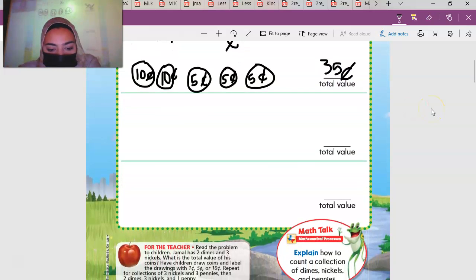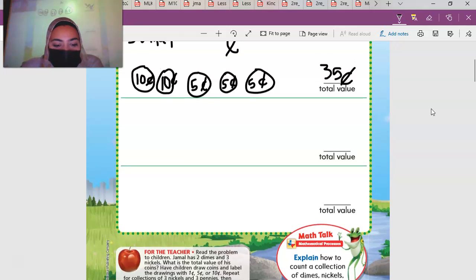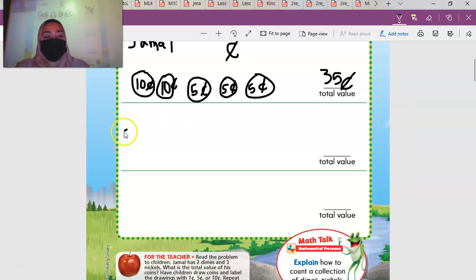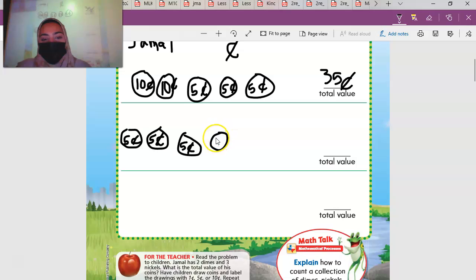Okay, let's look at the next one. 3 nickels and 3 pennies. So the next one, he has 3 nickels. 1, 2, 3. And remember, nickels are worth how much? 5 cents. He has 3 nickels and 3 pennies, and each penny is worth how much? 1 cent. How much money does he have in all?